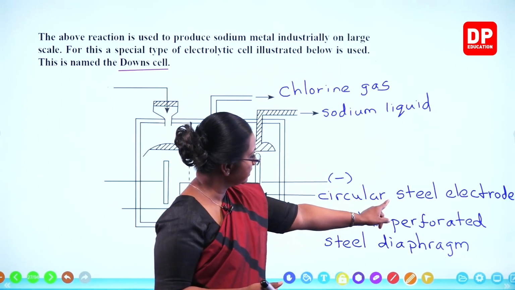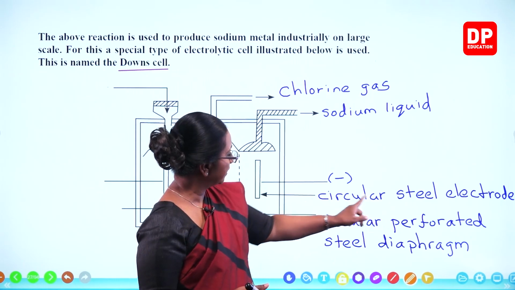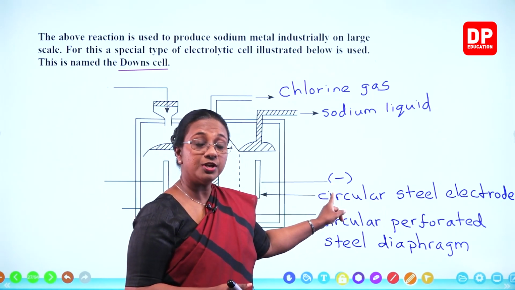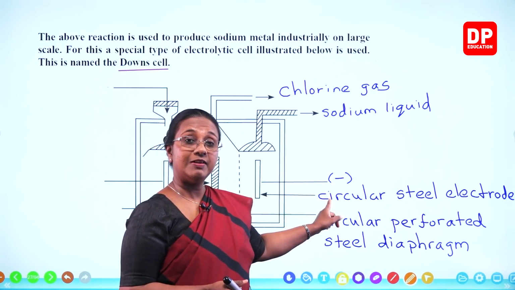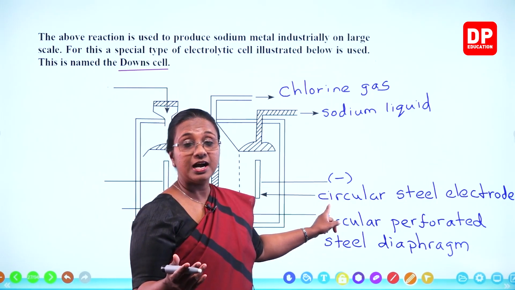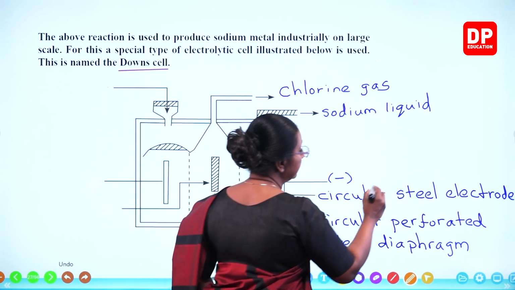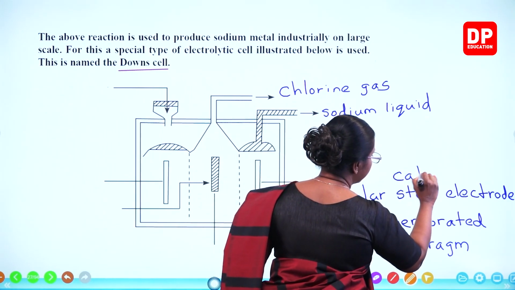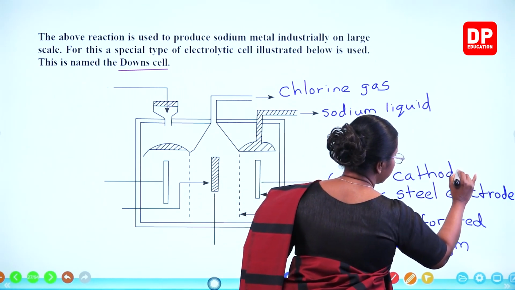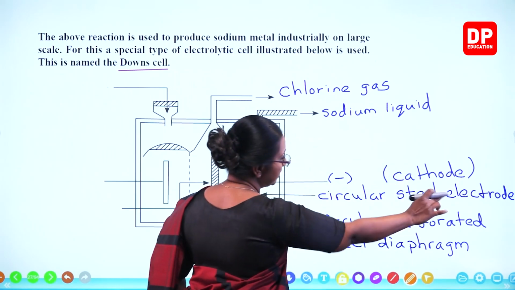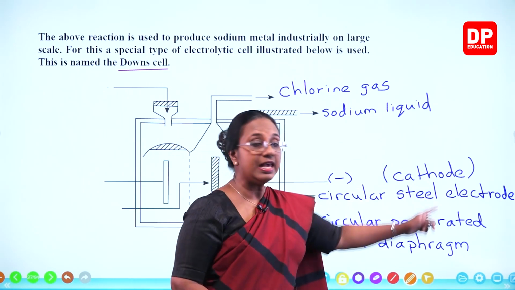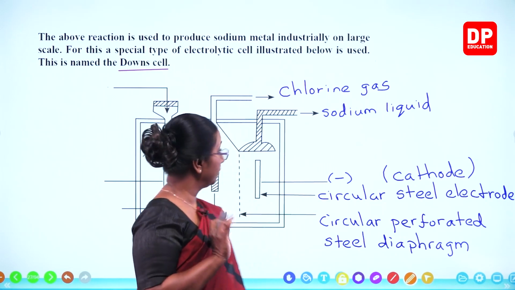So here this is the circular steel electrode and it is the negative electrode. You all know towards the negative electrode it is the positive ion that comes and gets reduced. Because of that it is the cathode. So you can say circular steel electrode or circular steel cathode. Either way you can write it.